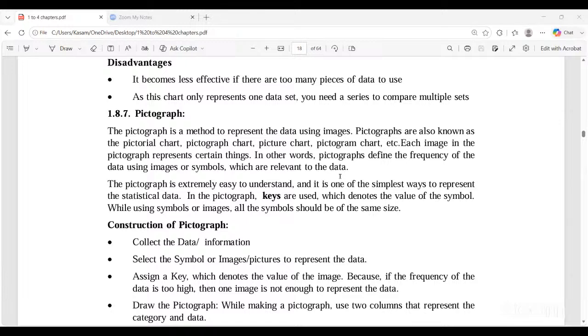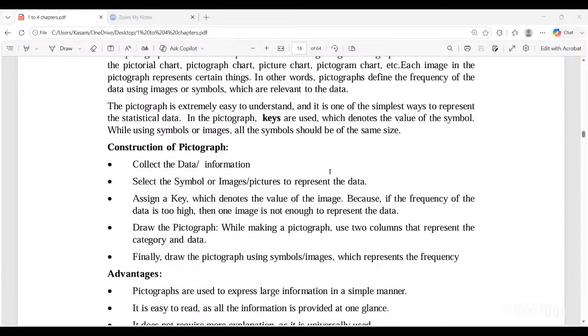Keys are used, and the symbols or images should be the same. Data is collected, and symbols or images are used. Only pictures or images are placed. Assign a key which denotes the value of the image, the frequency of the data, then draw the pictograph. While making a pictograph, use columns and represent the category data.